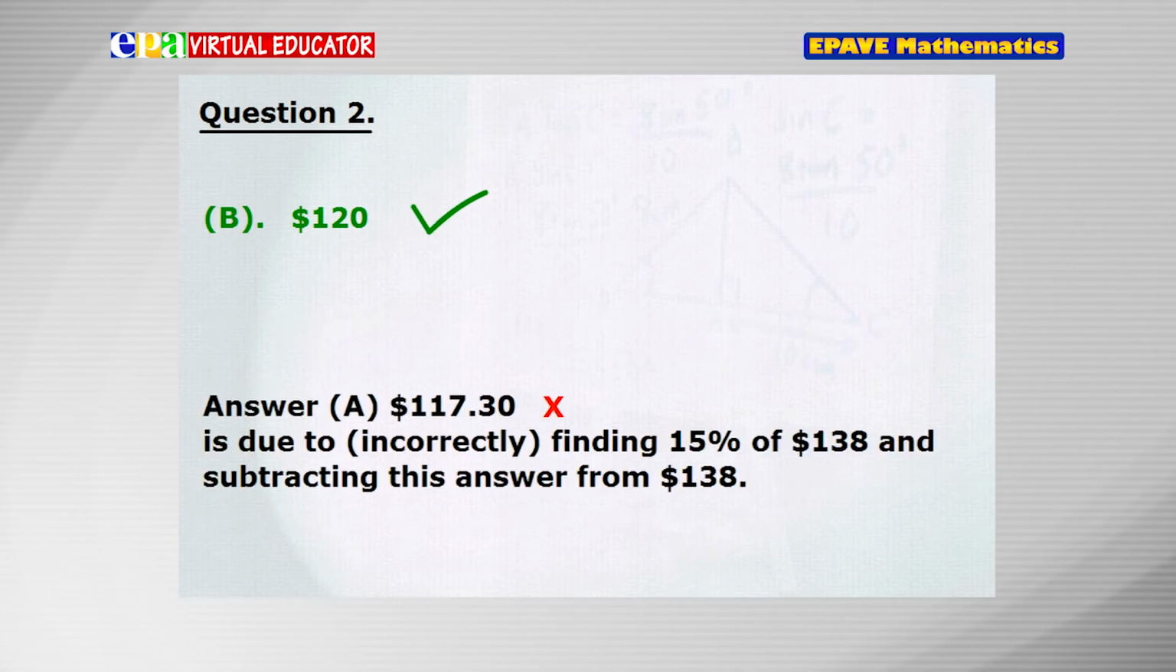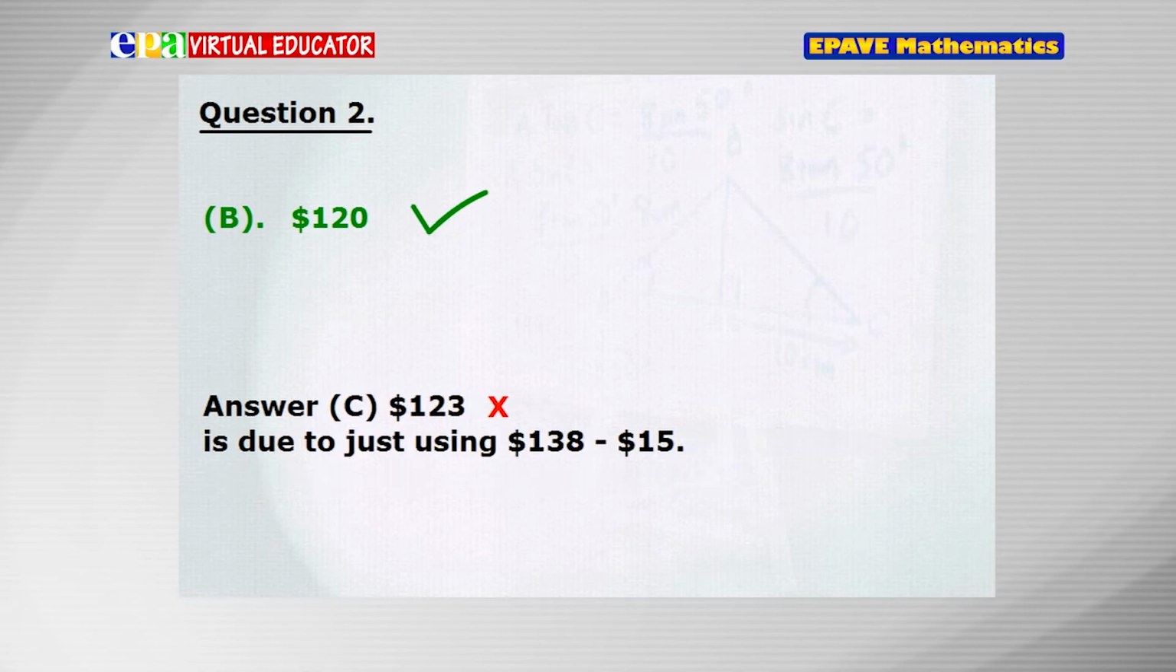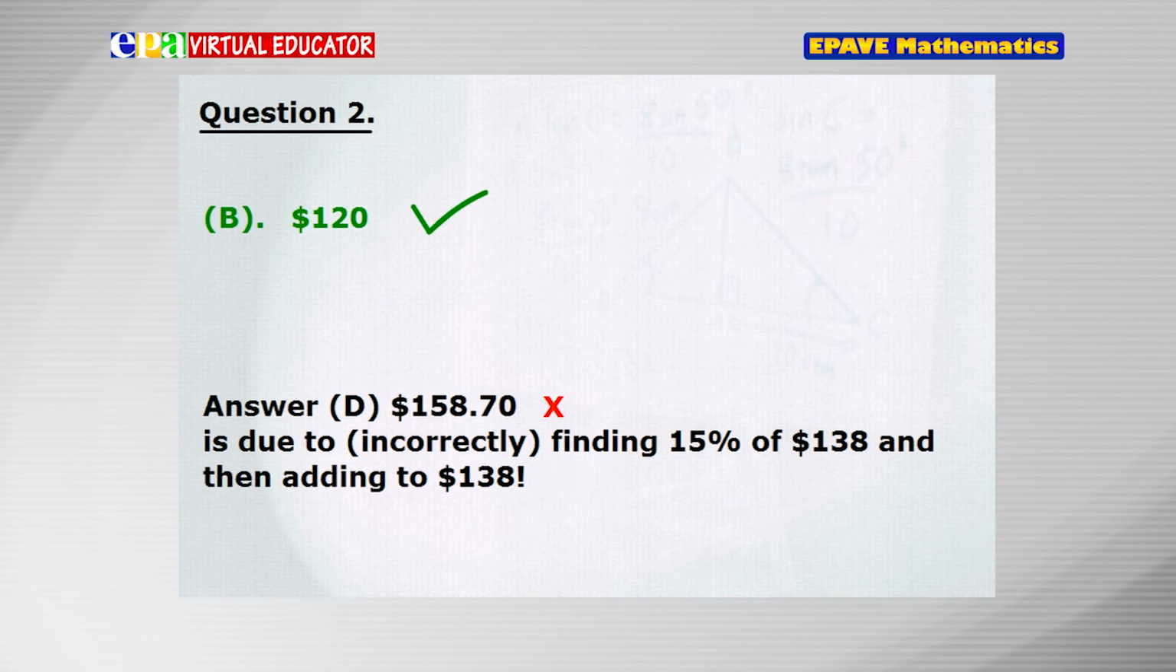Answer A is due to incorrectly finding 15% of $138 and subtracting this answer from $138. Answer C is due to just using $138 minus $15. Answer D is due to incorrectly finding 15% of $138 and then adding to $138.